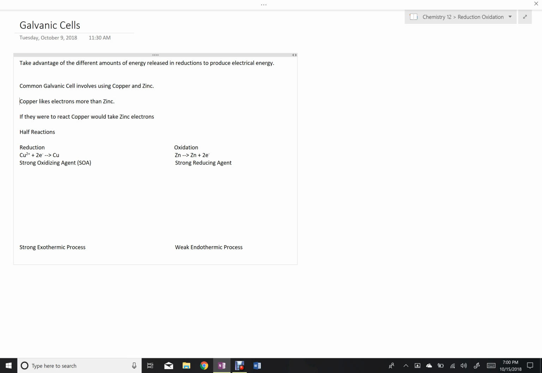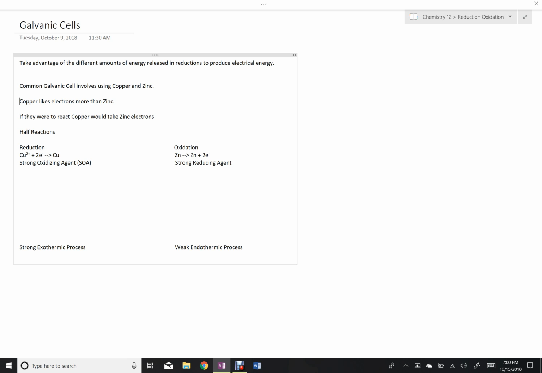So copper is a strong oxidizing agent. That means it's really good at taking electrons from other atoms, or it really wants its oxidation number to be reduced, or it wants to oxidize something else. That's why we call it an oxidizing agent, because it oxidizes something else.